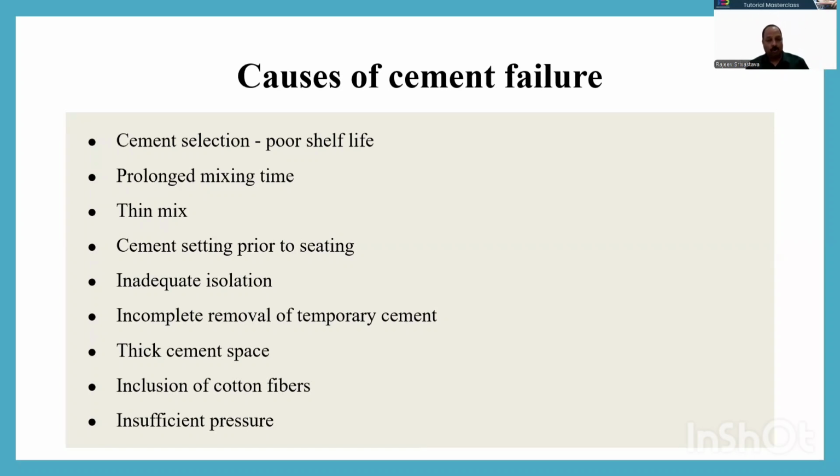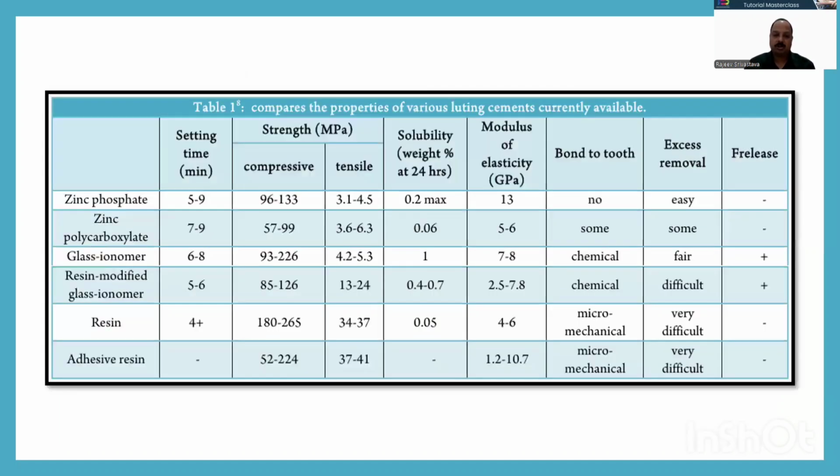Then prolonged mixing time, thin mix, cement setting prior to the seating, inadequate isolation, incomplete removal of temporary, so there will be inadequate bonding of your crown and bridge to the cement, thick cement space, inclusion of any cotton fibers. These cotton fibers can be included if you have isolated the tooth, and during the cementation, some of the cotton fibers have come into the mix with the cement, and have been included in the restoration. Then insufficient pressure. Again, insufficient pressure means your prosthesis has not been completely seated.